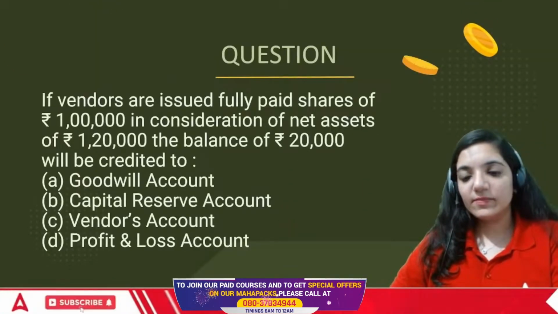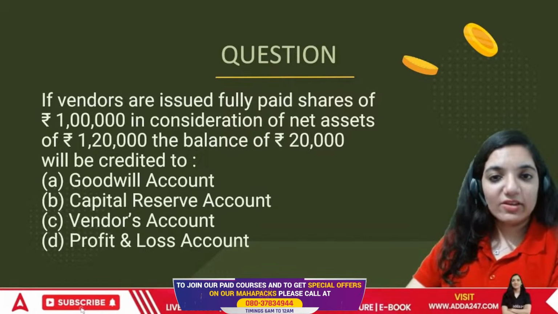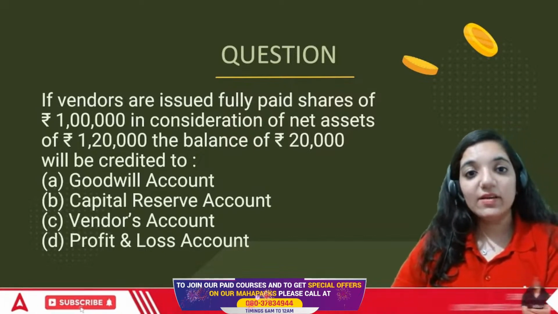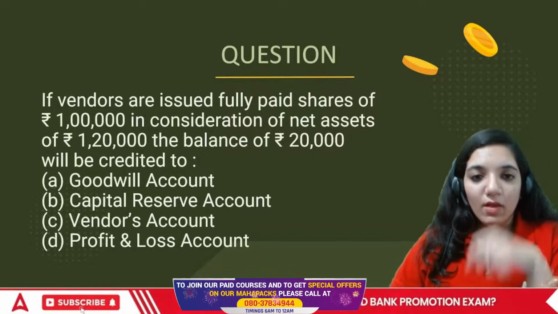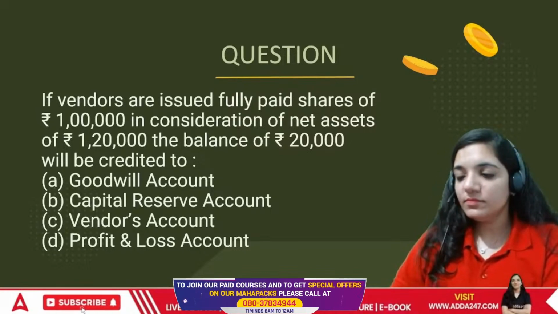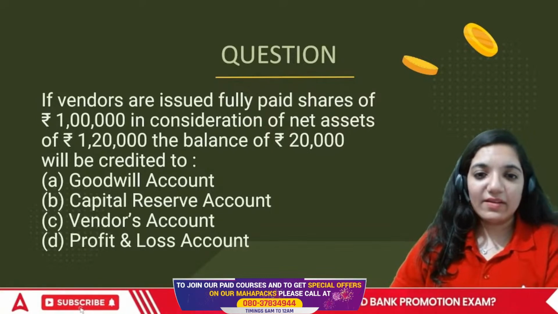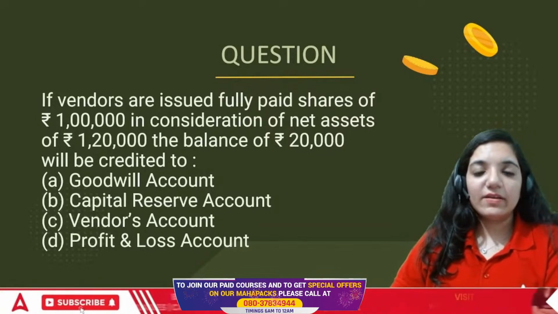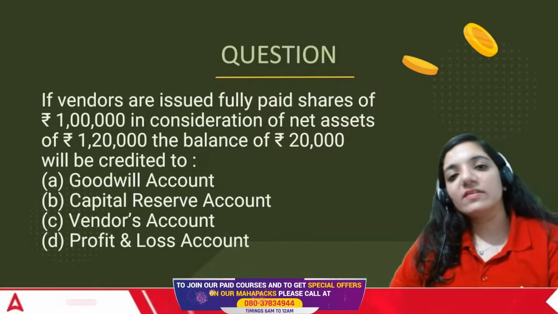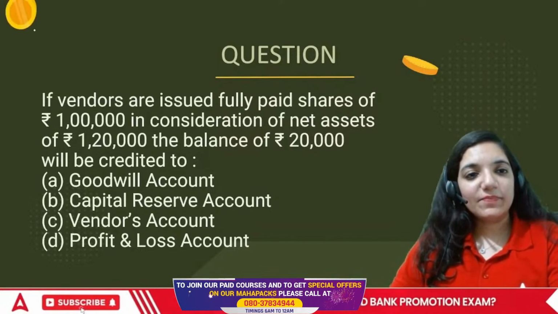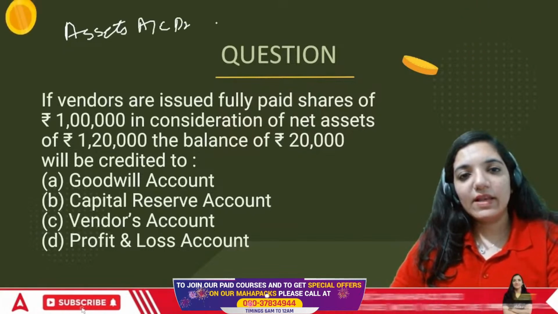Next question. If the vendors are issued fully paid up shares of 1 lakh in consideration of net assets of 1 lakh 20, the balance of 20,000 will be credited to goodwill account, capital reserve, vendor, or the P&L. I bought some assets, the assets are worth rupees 1 lakh 20.